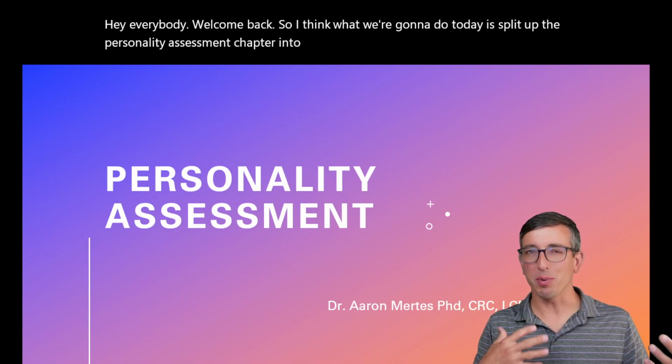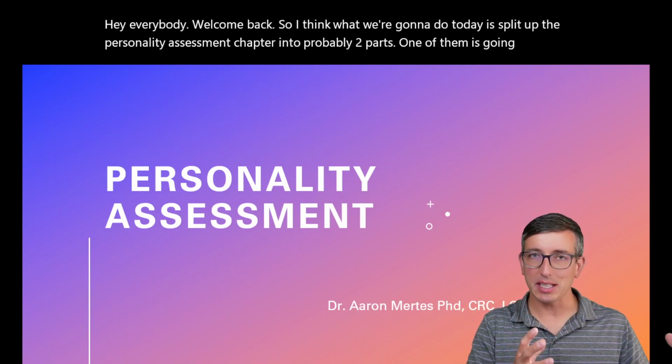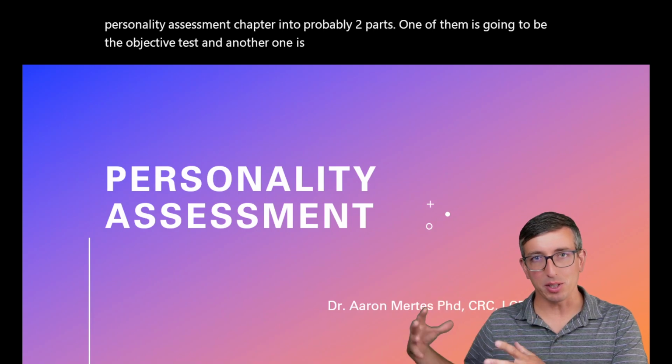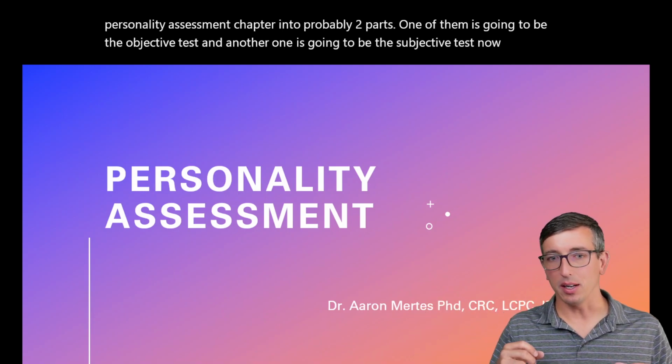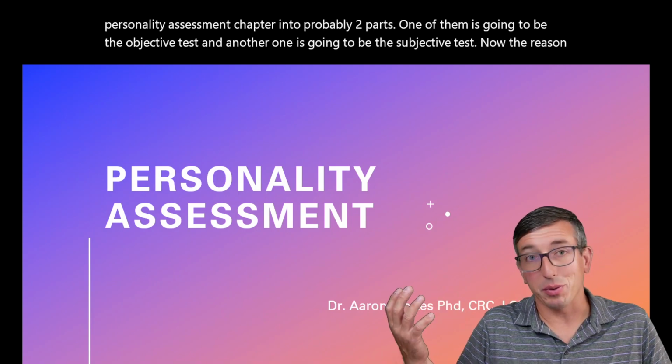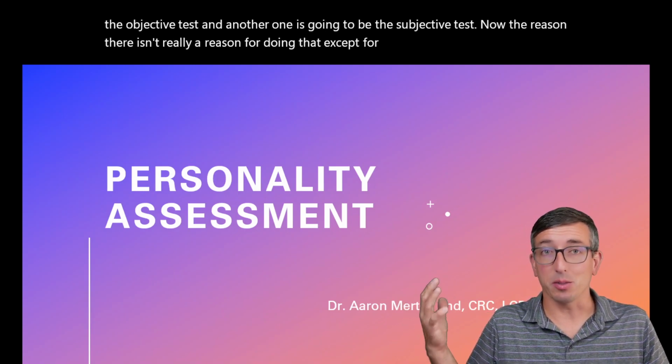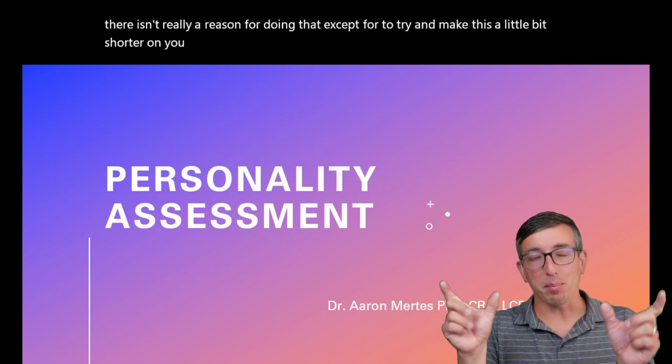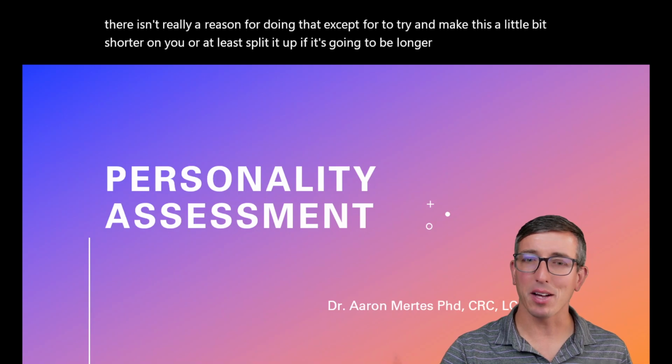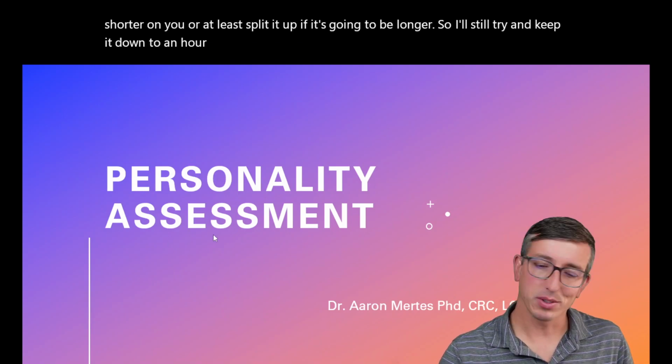I think what we're going to do today is split the personality assessment chapter into probably two parts. One of them is going to be the objective test. Another one is going to be the subjective test. There isn't really a reason for doing that except to make this a little bit shorter on you, or at least split it up if it's going to be longer. So I'll still try and keep it down to an hour, but we'll see how we do as we go along here.